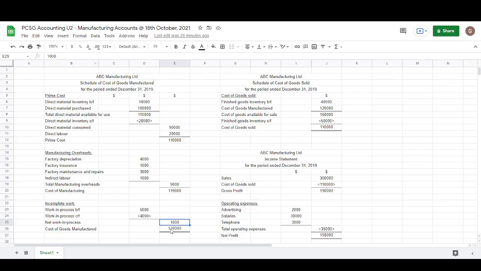Alright, which is this last line item. This is our final item in the schedule with double underline. So our cost of goods manufactured is 120,000. Okay, so that's done at the end of that statement, that schedule, sorry.